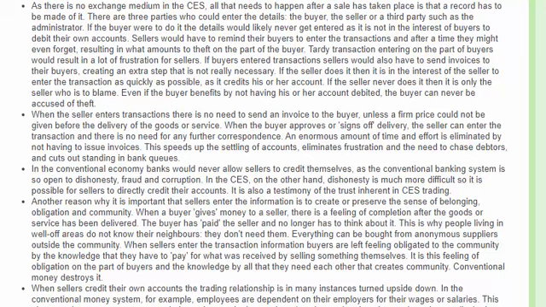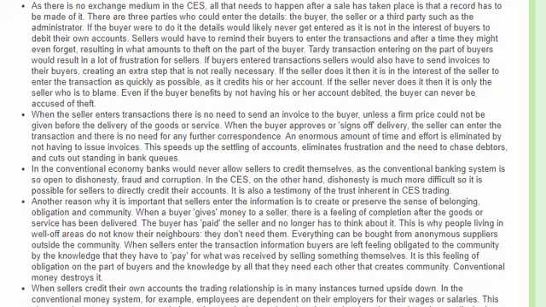Another reason why it's important that sellers enter the information is to create or preserve the sense of belonging, obligation, and community. When a buyer gives money to a seller, there's a feeling of completion after the goods or service have been delivered. The buyer's paid the seller and no longer has to think about it.